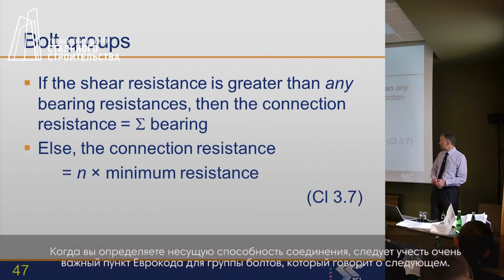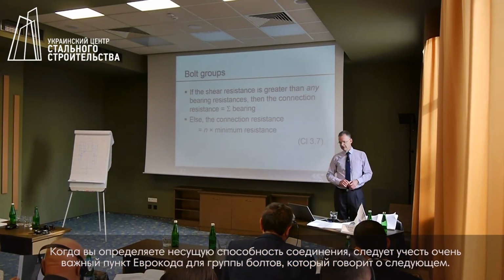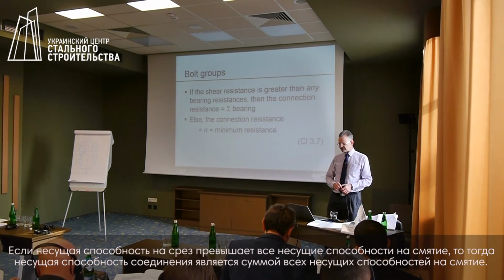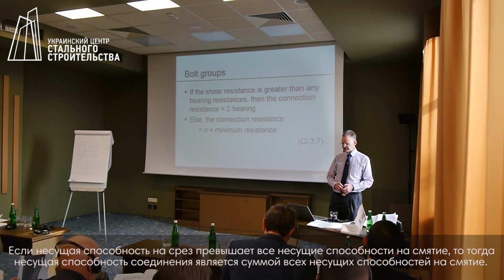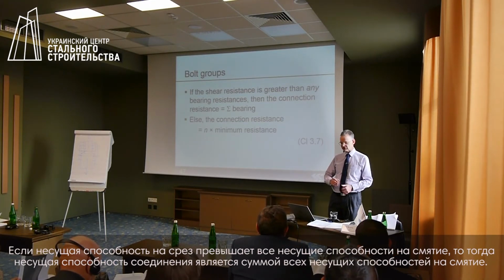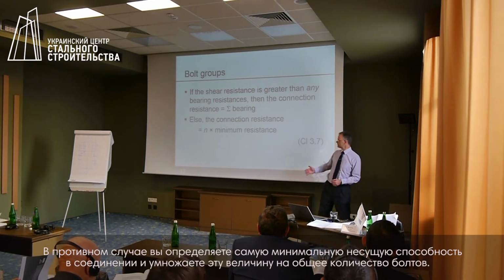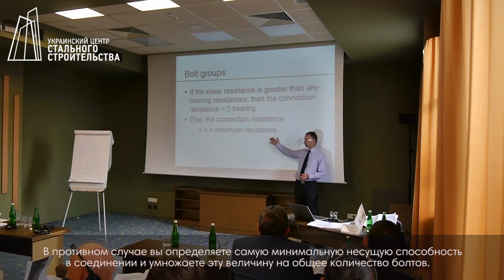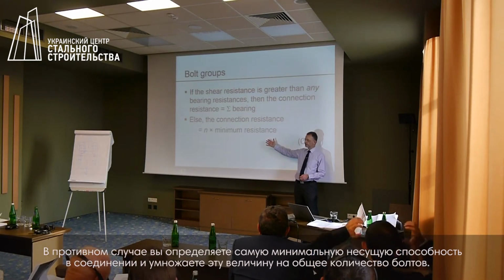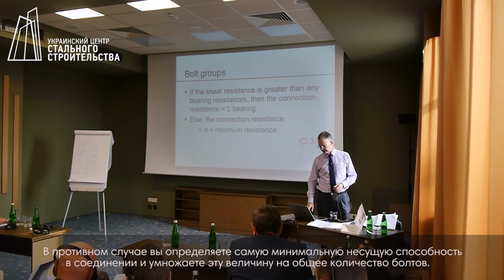When you are calculating the resistance of a connection, one of the clauses in the Eurocode is very important. The clause says that if the shear resistance is greater than any of the bearing resistances, then the resistance of the connection is the sum of all the bearing resistances. If that's not the case, you identify the minimum resistance, which might be the shear resistance or perhaps one of the bearing resistances, and then you take the total number of bolts multiplied by that minimum resistance.